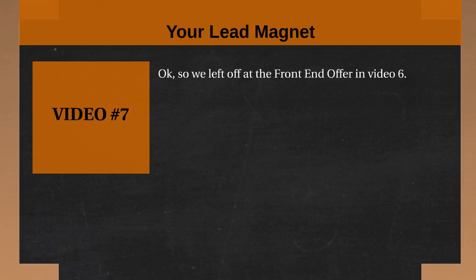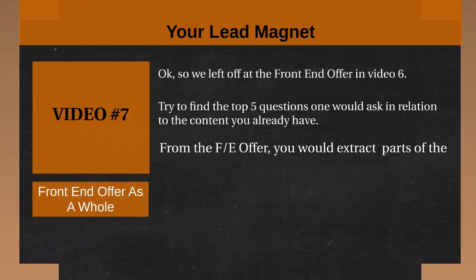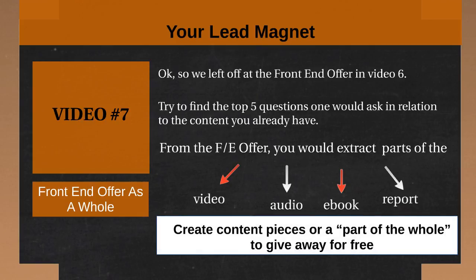Okay, so we left off at the front end offer. What I want you to do is think of the top 5 questions that one would ask in relation to the content that you already have. So looking at the front end offer, extract parts of it, such as video, audio, ebooks, reports. Basically, what you're trying to do is create content pieces, part of the whole, and give it away for free.